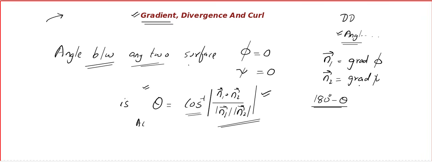If you have learned planes, you might understand a little bit. If you want to measure the angle between two planes, we measure the angle between their normals. Remember, gradient is actually the normal to the surface at any point. So if you want to find the angle between the surfaces, it is enough to find the angle between the normals. Okay, so let's do one question.